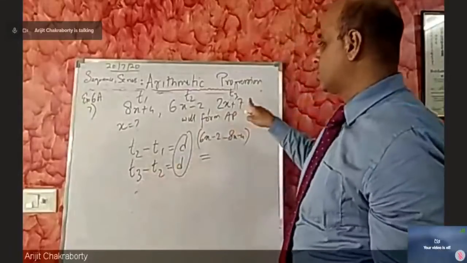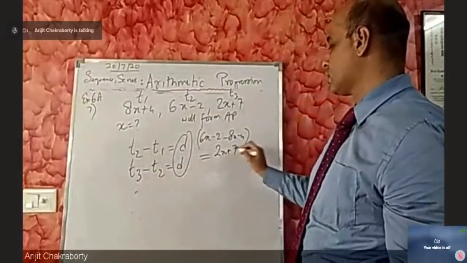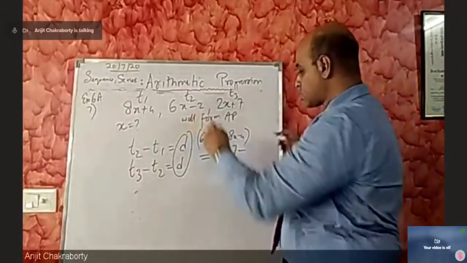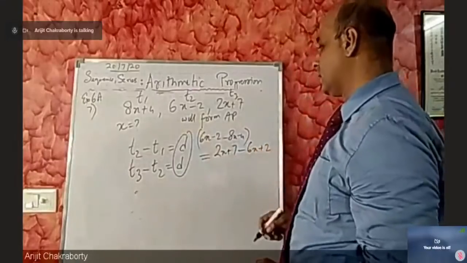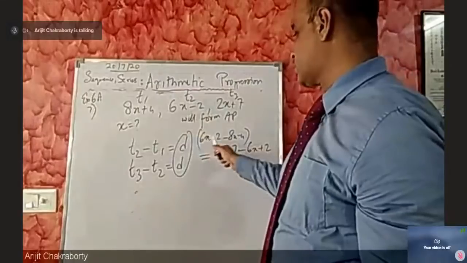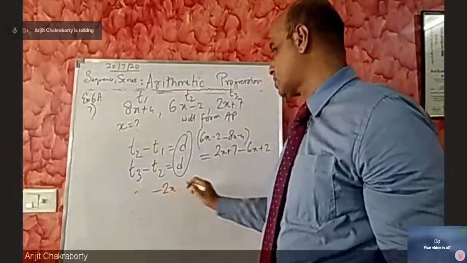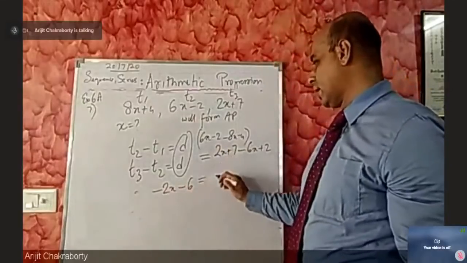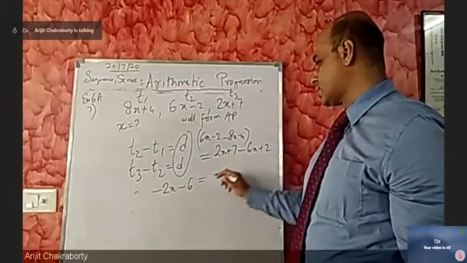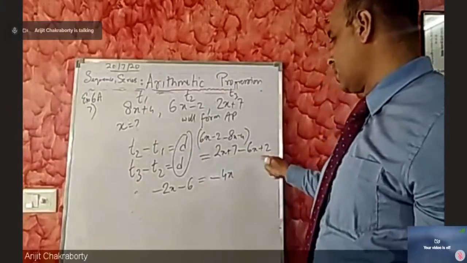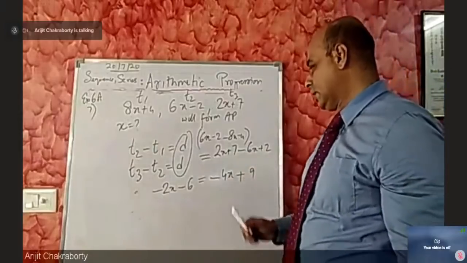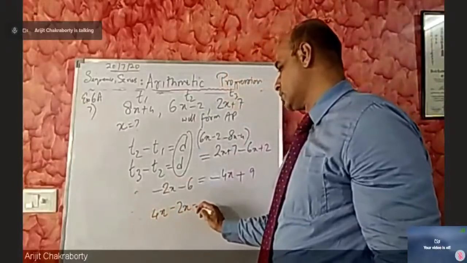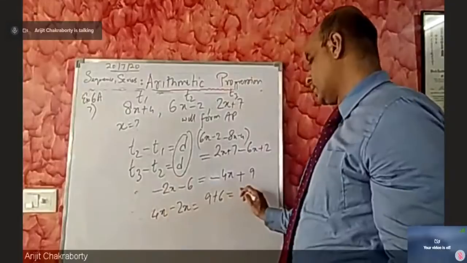T3 minus T2 is how much? T3 is 2x plus 7 minus 6x minus 2, that is minus 6x plus 2. So let's see the simplification. 6x minus 8x is minus 2x. Minus 2 minus 4 is minus 6. On the right hand side we have 2x minus 6x, that is minus 4x, plus 7 plus 2, that is 9. So if you bring the 4x here, you will get 4x minus 2x is equal to 9 plus 6, that is 15.